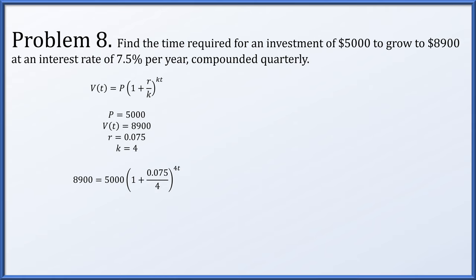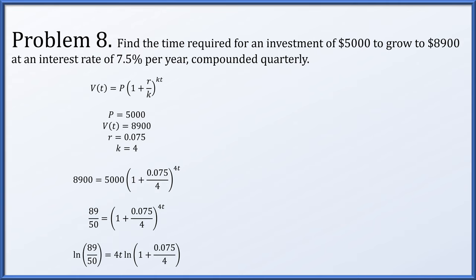To solve this for t, the first thing we want to do is divide both sides by 5,000. Canceling off 100 from both sides, we now have 89 over 50 is equal to this exponential expression. But the variable we are attempting to solve for, t, is up in the exponent. How do we get it out of the exponent?